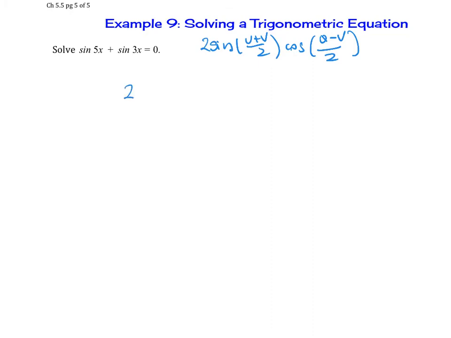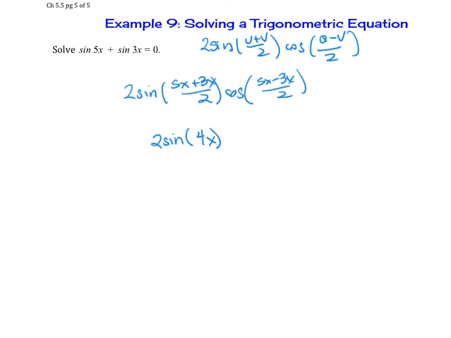So you plug in what you know: 2 sine of (5x plus 3x) over 2 times cosine of (5x minus 3x) over 2. So this becomes 2 sine of 8x over 2, which is 4x, and then times cosine of 5x minus 3x, that's 2x over 2, which is just x, equals 0. So this all equals 0.